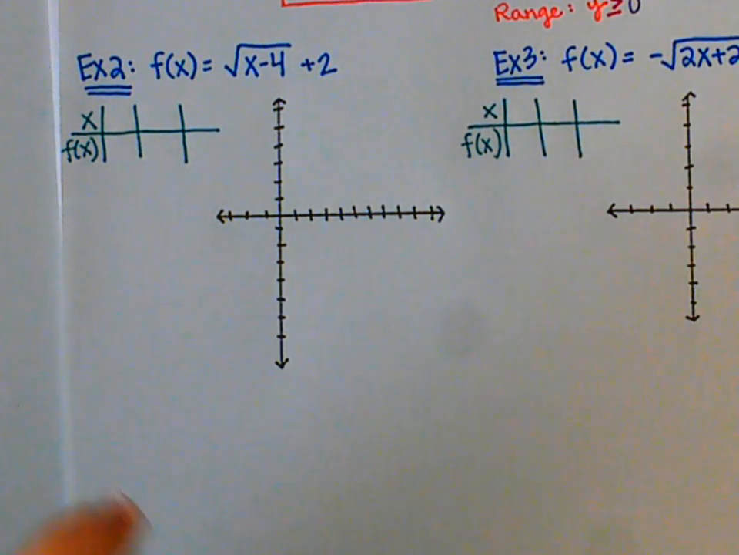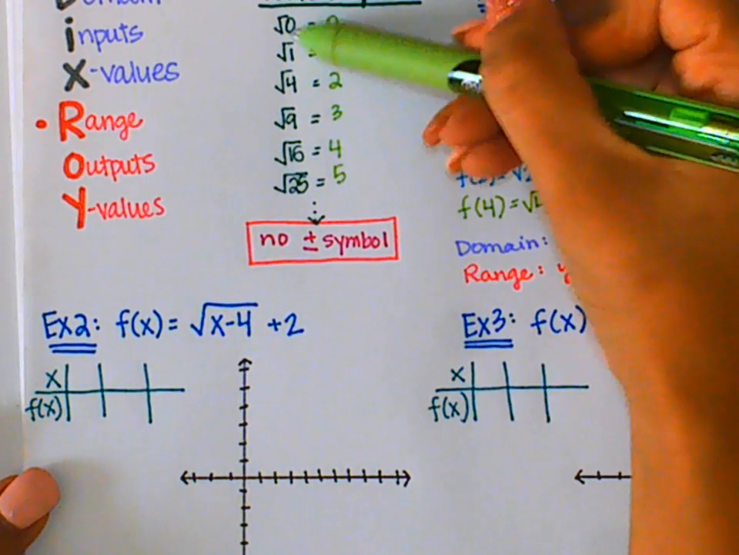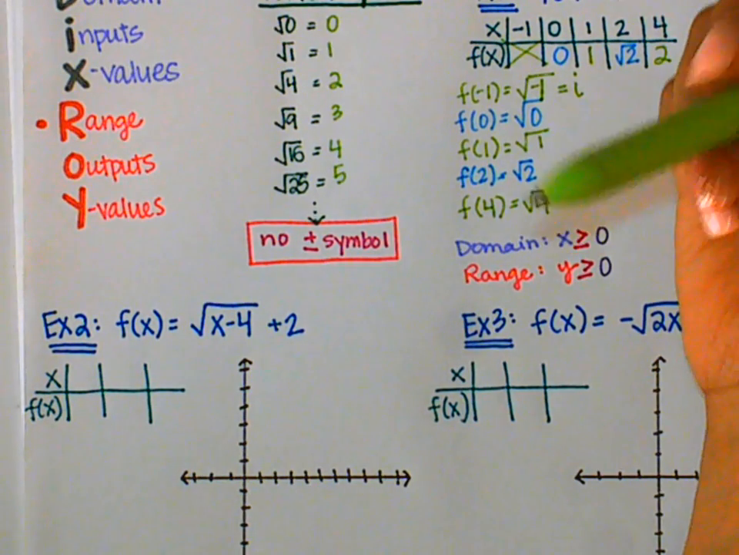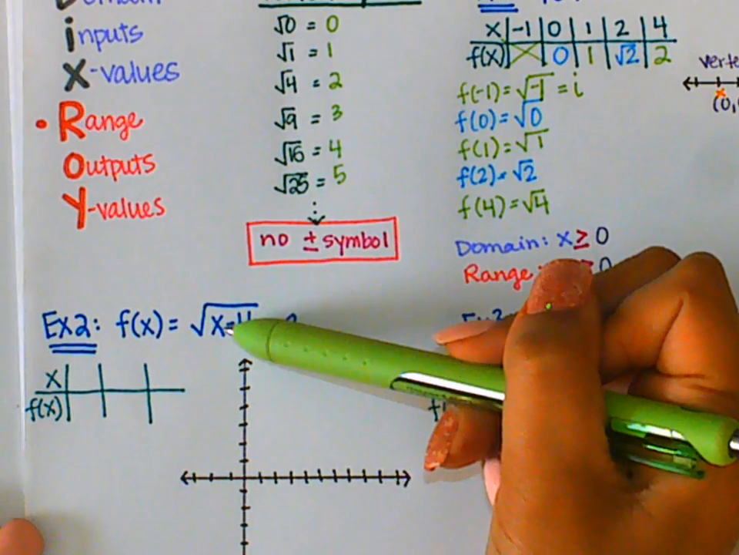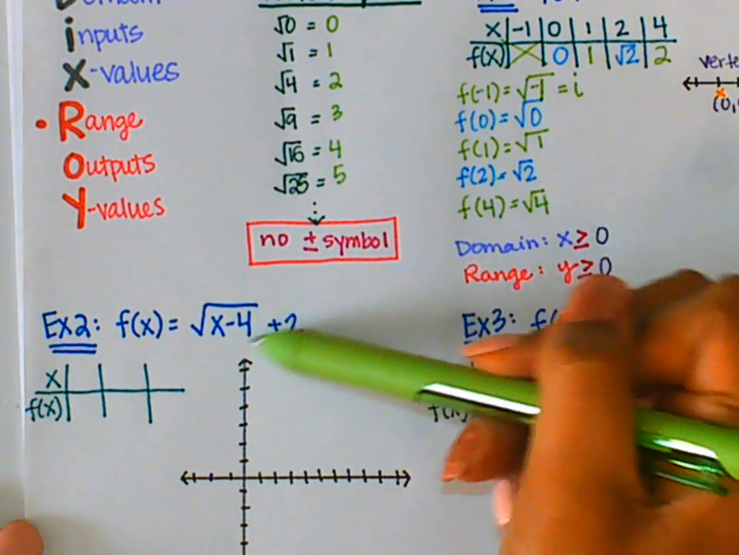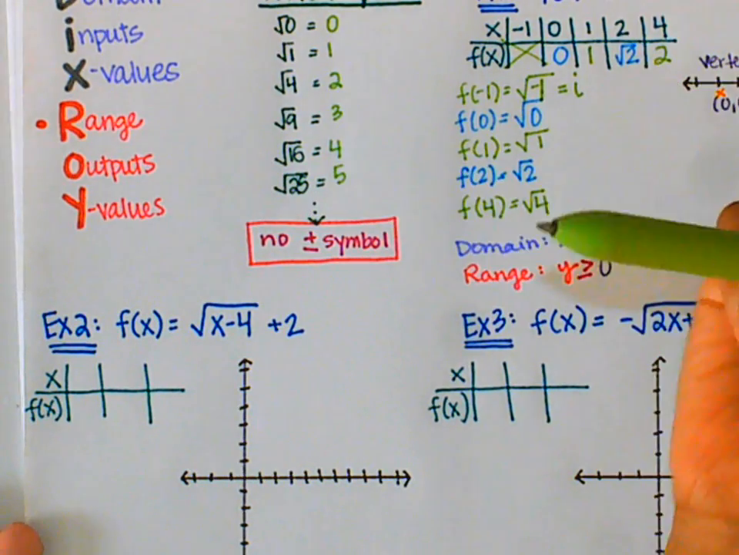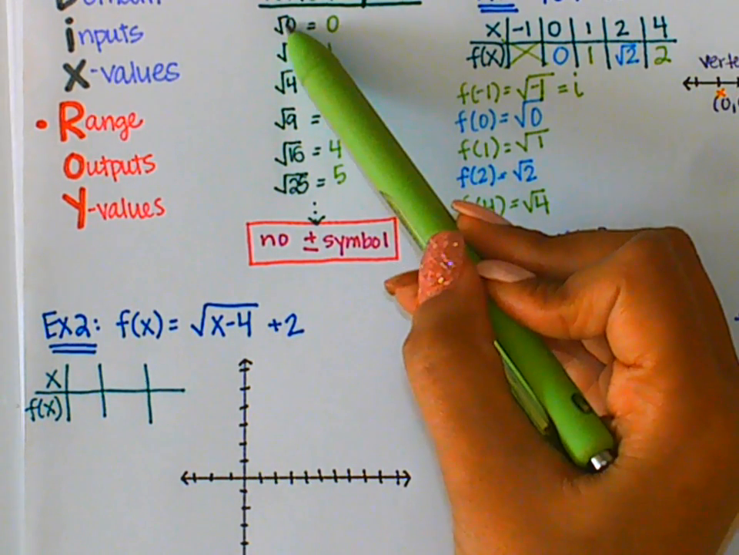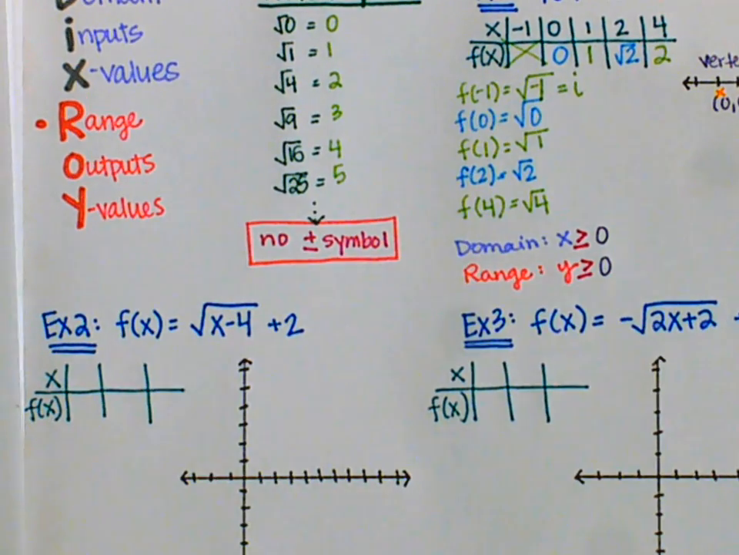I'm going to think back to my perfect squares. I know that my perfect squares are 0, 1, 4, 9, 16, and so on. So what I want to do is make sure that whatever number I plug in for x is going to give me something inside of the radical that is one of these numbers. That means I want the inside of this radical to equal 0, 1, 4, 9, 16, 25, 36, and so forth, just depending on how far I want to go.